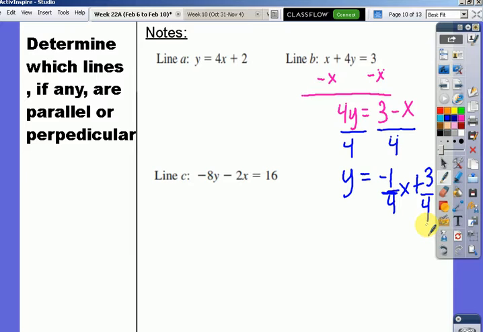So are A and B perpendicular? Are A and B perpendicular? Why would they be? You have 4 for line A as your slope, right?